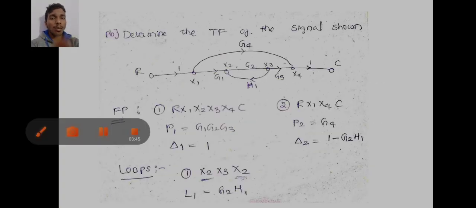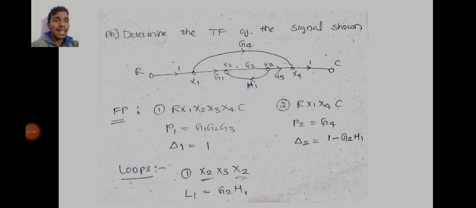Let's solve some problems using this Mason's gain formula so that we can clearly understand the topic. The problem is to determine the transfer function of the signal flow graph for the shown figure. The figure describes the input R and output C, and between them four nodes are present from the input to output, representing x1, x2, x3 and x4 respectively. The first step is to determine the forward paths.